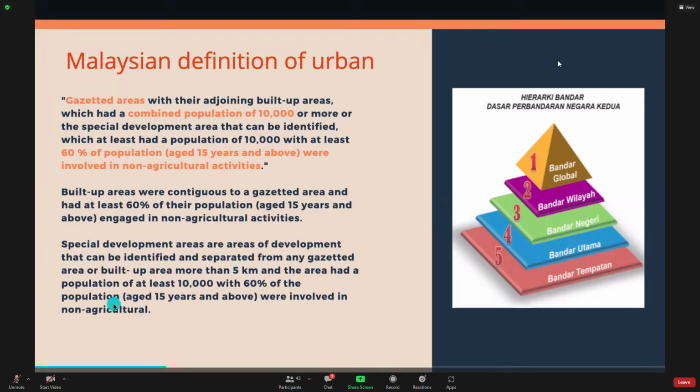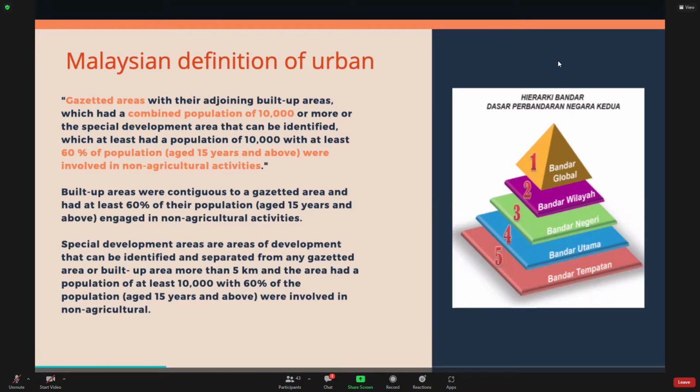A special gazetted area with the adjoining built-up areas which have a combined population of 10,000 or more, or the special development area that can be identified. So the gazetted area is Bandar Shah Alam, and the area contiguous to the gazetted area is Puncak Alam. It is a special development area. If we combine Puncak Alam and Shah Alam, they are an urban area. So when we want to develop that area, we have to use the urban planning method.